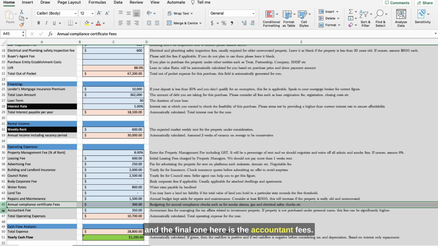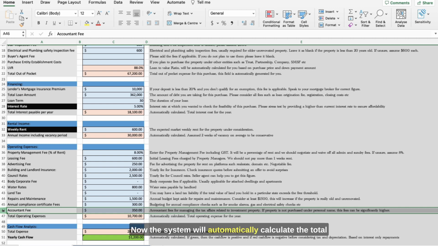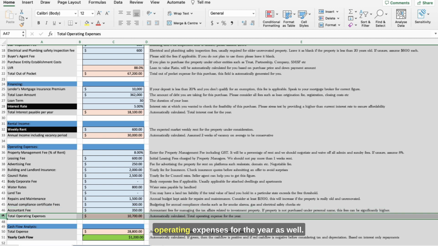And the final one here is the accountant fees. If the property is purchased under a different entity such as trust, this fee can be significantly higher than what is shown here. So please enter according to your personal circumstance. Now, the system will automatically calculate the total operating expenses for the year as well. In our current example, it's $10,700.